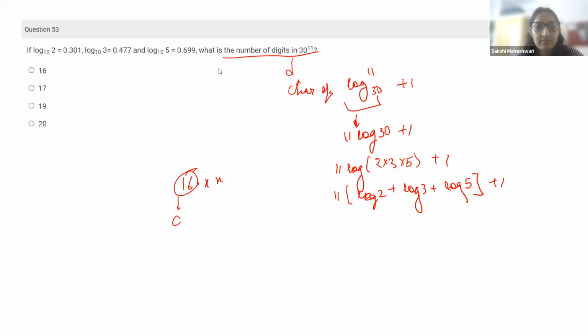Are you getting it? Characteristic and mantissa, but do we add one or not? Okay, that's the point you might have missed. So just remember the formula. This is a very easy question, if you know the basics, that's what I was talking about. If you don't know the basics, you will have to skip this question. There is no way you can solve it otherwise.